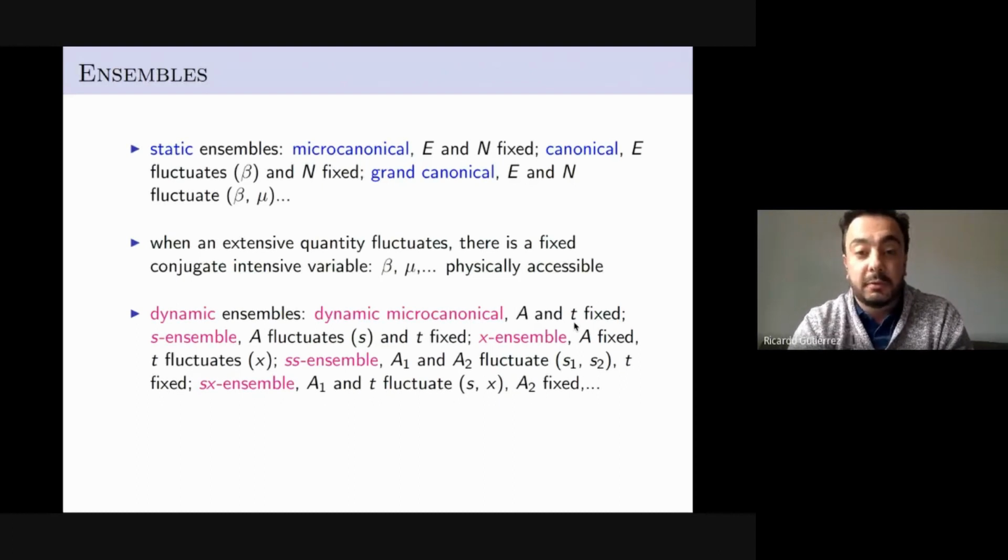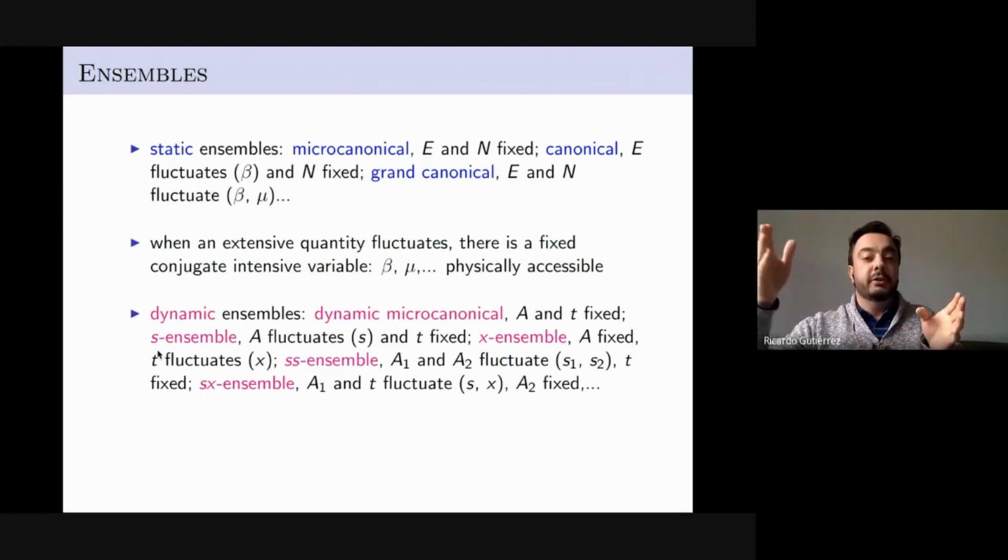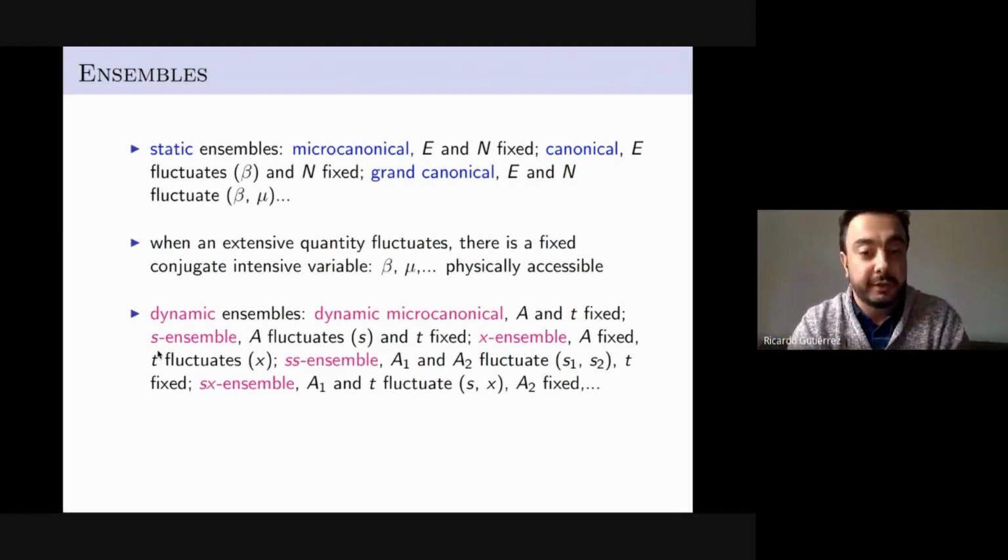The S ensemble, as I said, is where the observable fluctuates and there's a fixed conjugate parameter and the time is also fixed. There's also the X ensemble where the observable is fixed but the time of the trajectory fluctuates. So you consider trajectories that go on and on until the observable takes a specific value, but the duration of the trajectory can be different on different realizations.